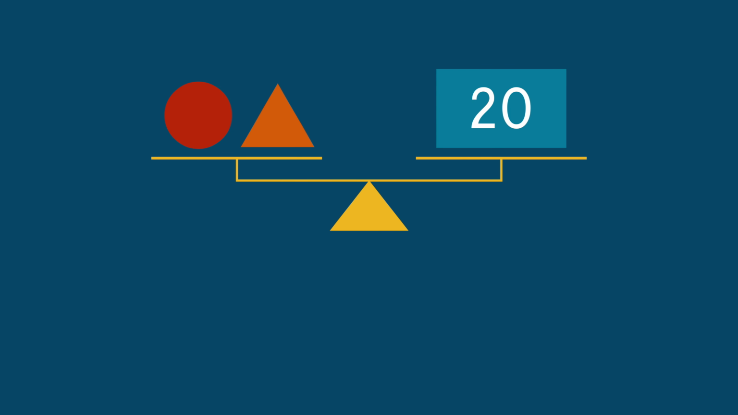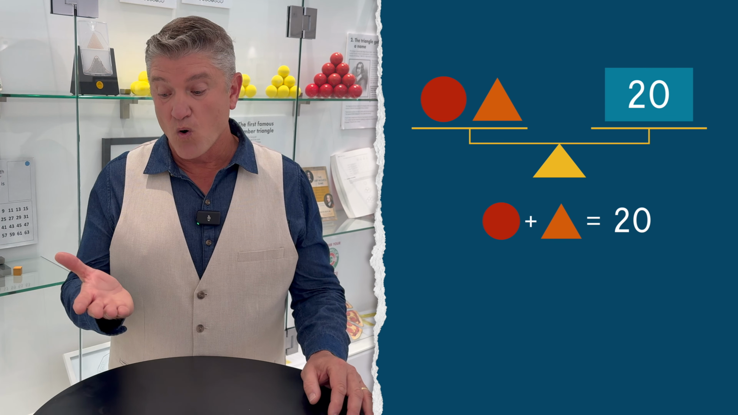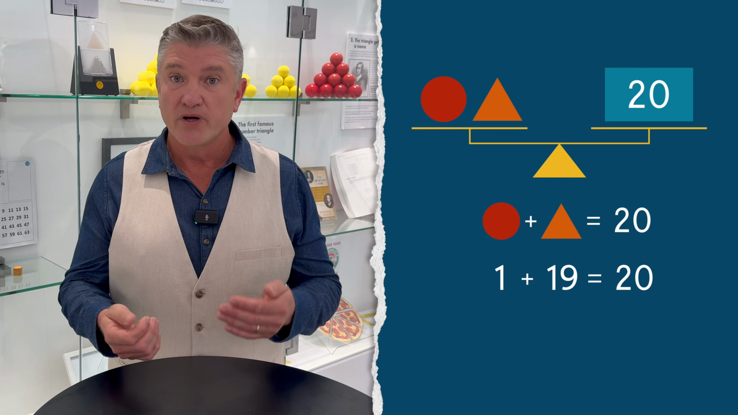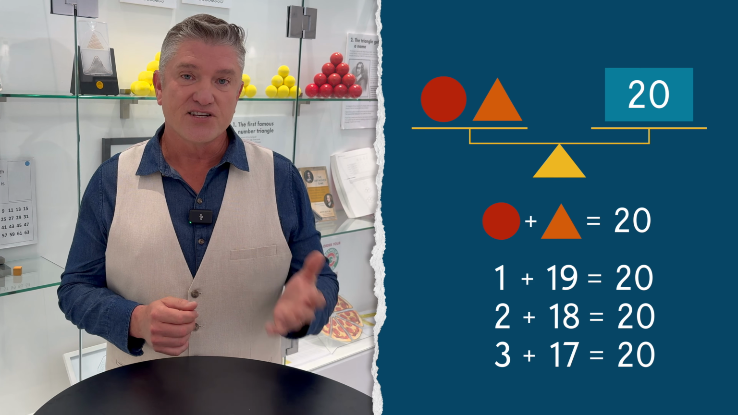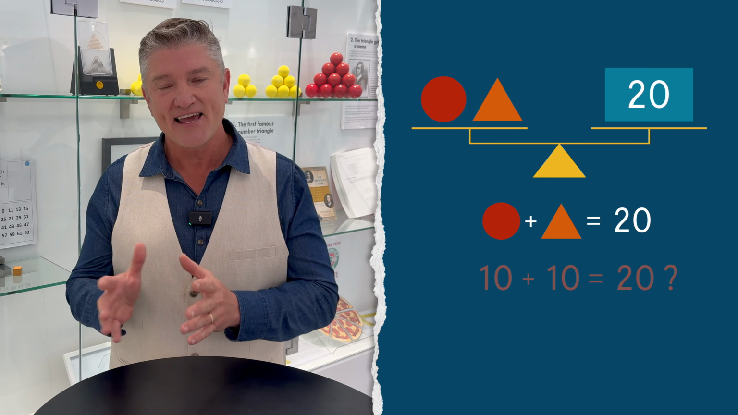Now take a look at this example. We can see it is balanced, so we can say that the value of a circle and triangle combined is equivalent to 20. What whole number values can you attribute to these two unknown values? There's a whole range of possibilities. It could be 1 and 19, 2 and 18, 3 and 17, and so on. But can it be 10 and 10?